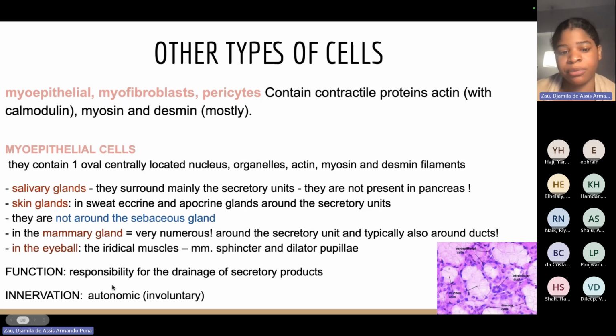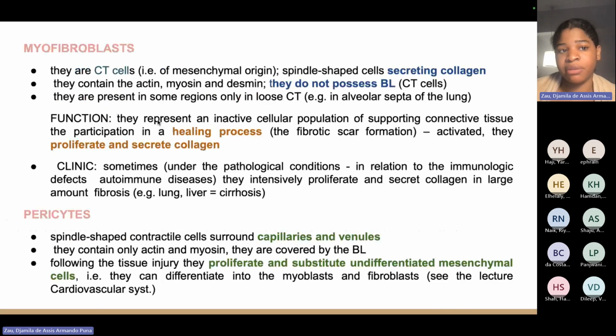Function, again, is responsibility for drainage of the secretory products, and innervation is autonomic or involuntary. Then you have the myofibroblasts. These are connective tissue cells, and they secrete collagen. They contain myofilaments, they do not possess a basal lamina, and they are present in regions with loose connective tissue, like the alveolar septa of the lung. Just know, guys, that they are important for healing because they secrete collagen.